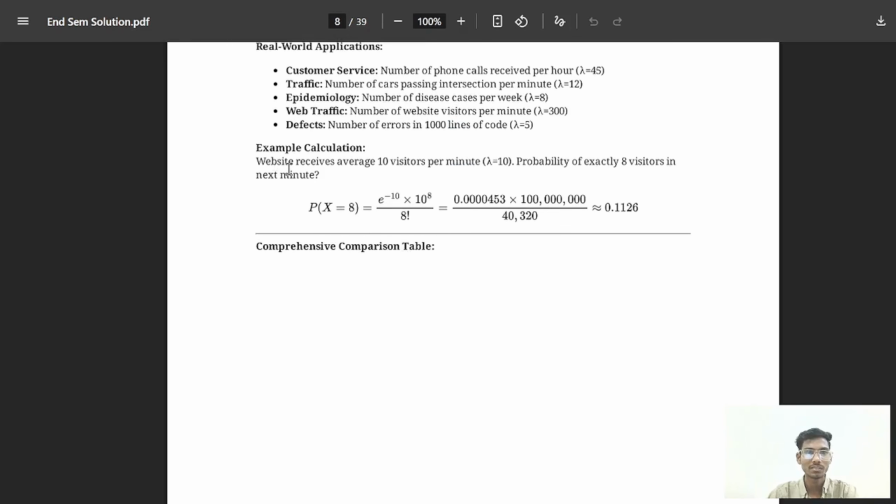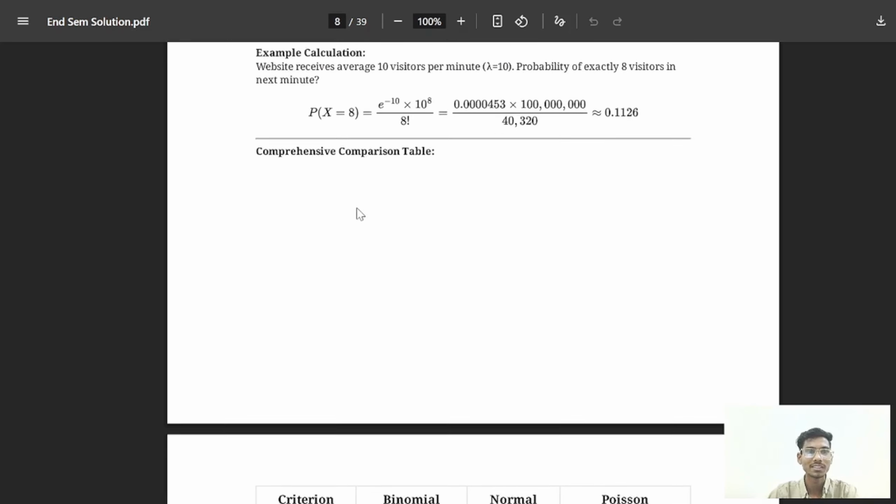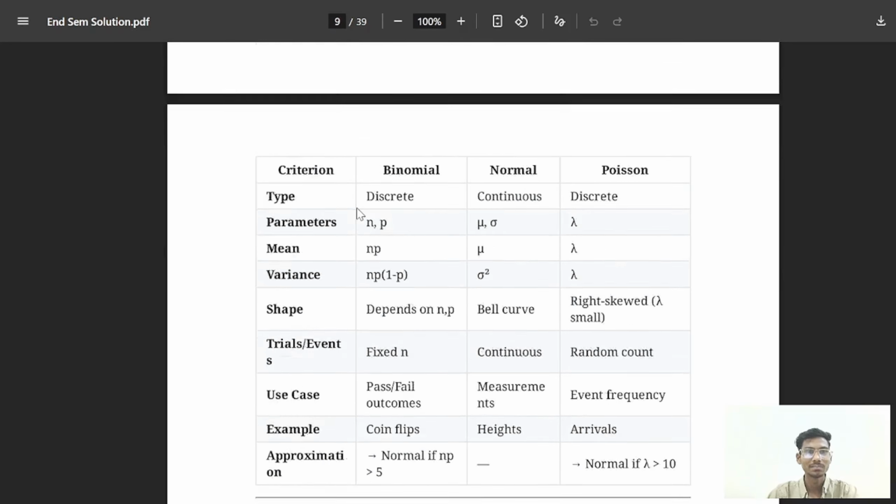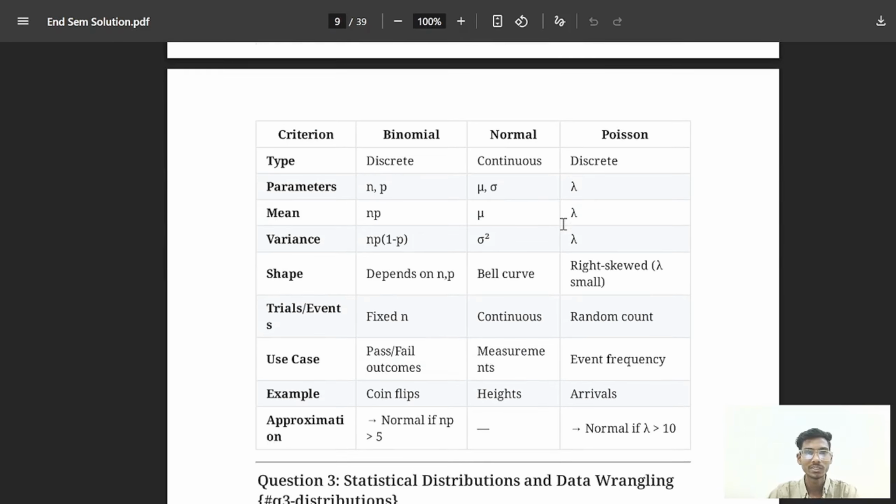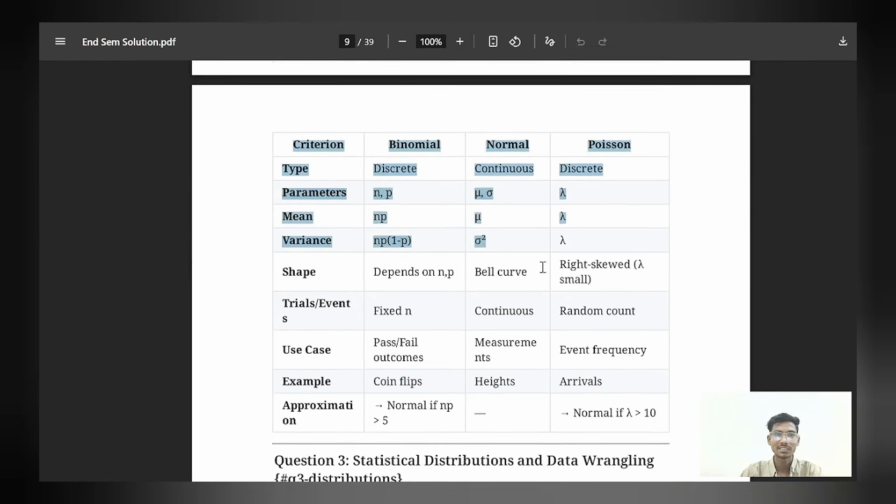Here is the example for calculation. So you can see after this, this is the comparison table for binomial, normal and Poisson distribution. Have a look after this session. Okay.